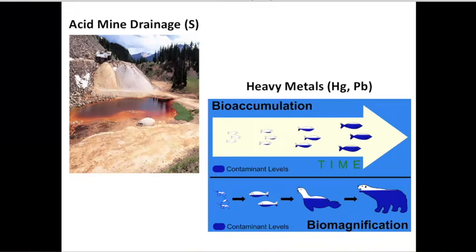Heavy metals, which we just learned about not too long ago, mercury and lead. Remember, those bioaccumulate. They build up in the aquatic organisms. And then as we eat those, the levels become toxic, TD50. So it gets magnified up the food chain.